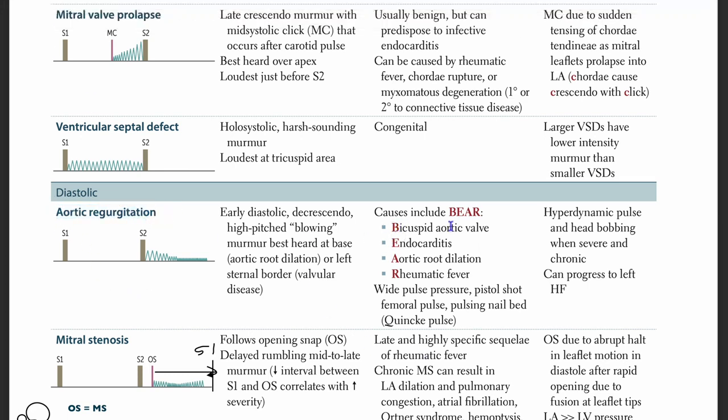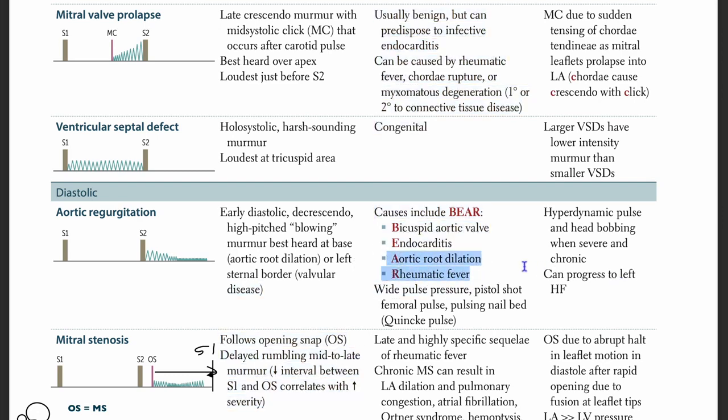Okay. Causes include BARE, so bicuspid aortic valve, endocarditis, aortic root dilation, or rheumatic fever. So rheumatic fever causes this and this, right? It can cause both. Aortic root dilation happens, which causes this obviously, and endocarditis or bicuspid aortic valve can also cause this. These ones are a little tricky to remember, but these ones you should know for sure.